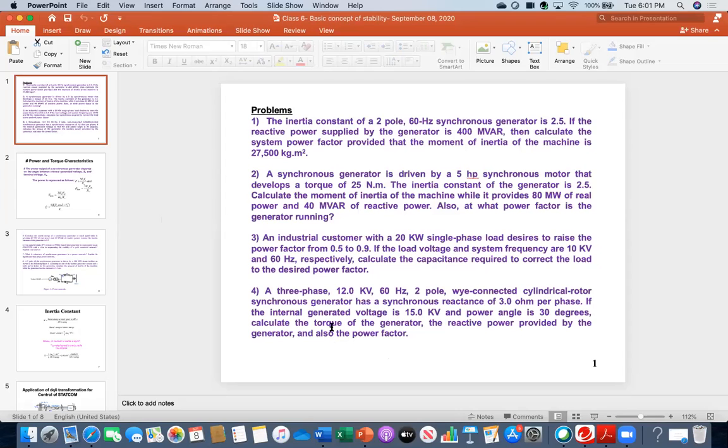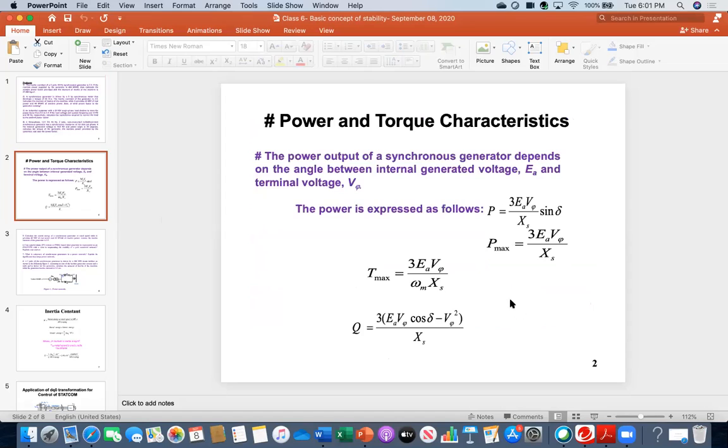So therefore, for this problem, everybody, you see this one. This is the relationship among the internal generated voltage, terminal voltage, and the phase angle or the torque angle. Everybody see this equation: P equal to 3 EA V phase over Xs sine delta. In this equation, delta is the torque angle, and at the denominator, Xs is the synchronous reactance. And in the numerator, 3 is multiplied because this is 3-phase.